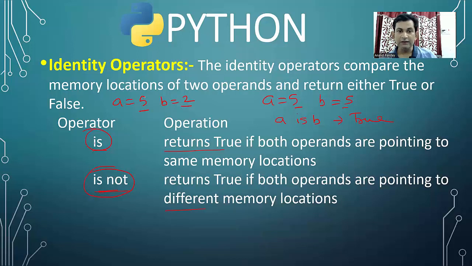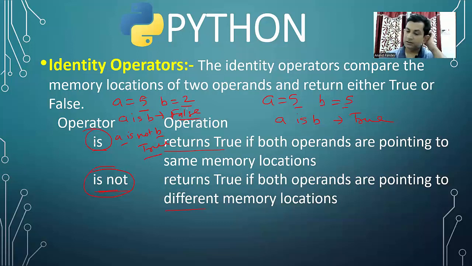Okay, because 5 is at one memory location, and 2 is at a different memory location, they are pointing to different memory locations. If you write a is b, it will return false. And if you write a is not b, it will return true, because A and B have different memory locations. A is not B is true, but A is B is false.